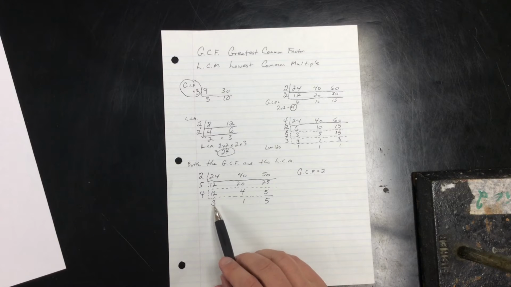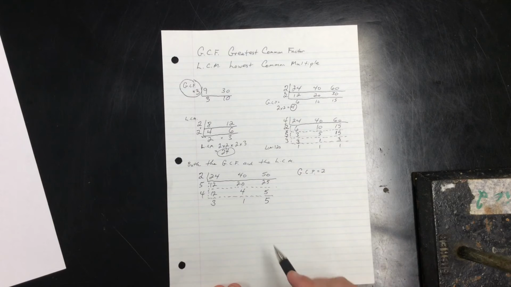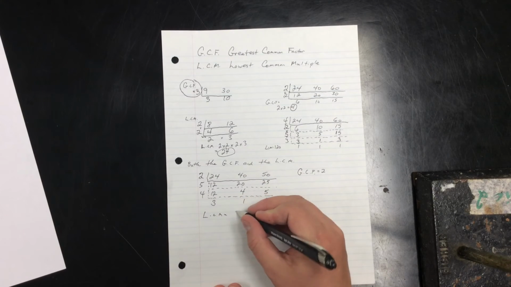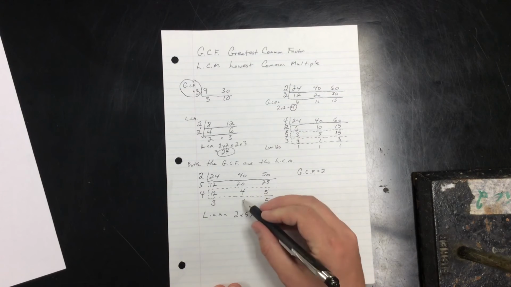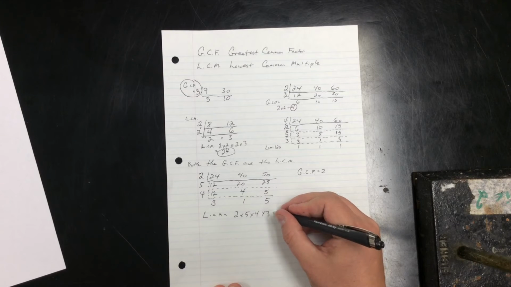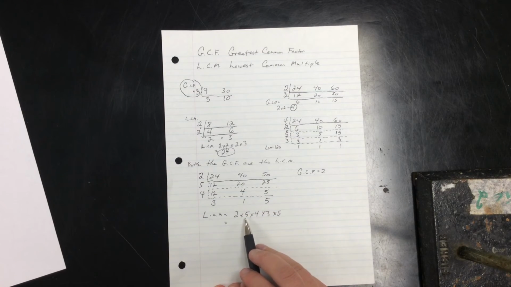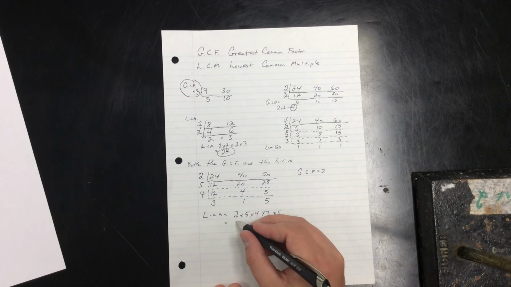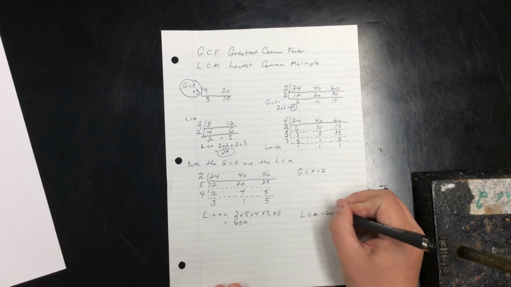So my lowest common multiple, seeing how there's no number that goes into 3 and 1, or 3 and 5 other than 1, is going to be 2 times 5 times 4 times 3 times the 1, which I don't really need to write because it's not going to change my answer, multiplied by 5. So 2 times 5 is 10, times 4 is 40, times 3 is 120, and 120 times 5 is 600. So my lowest common multiple is 600.